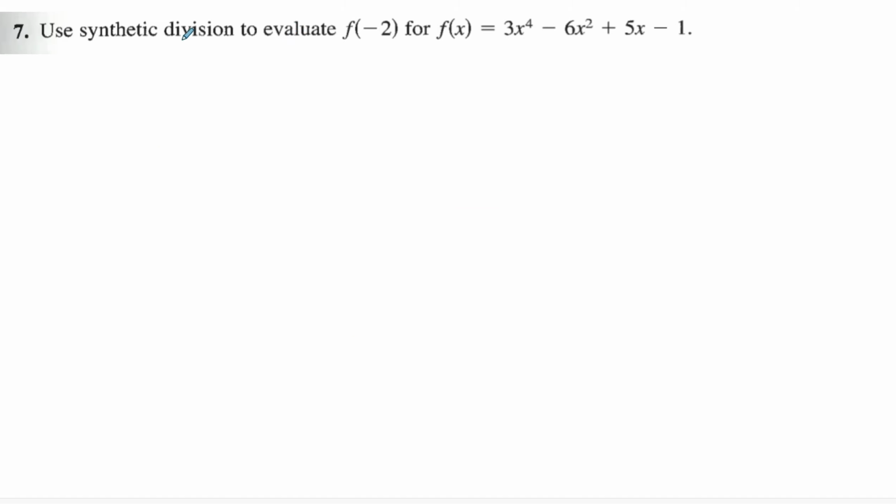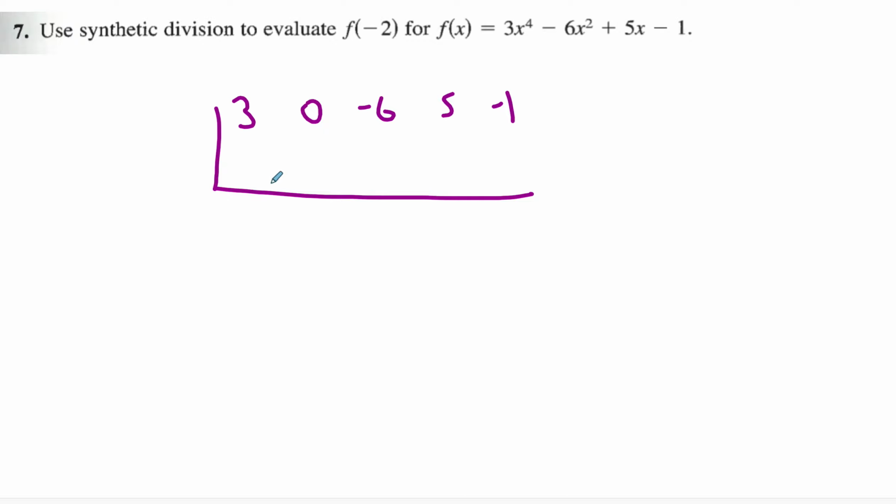Okay. Use synthetic division to evaluate. So all I'm going to do is take and write this out: 0x cubed minus 6x squared plus 5x minus 1. And I'm going to divide it by negative 2. And my remainder is going to be the answer. So f of negative 2 is going to be whatever this remainder is.